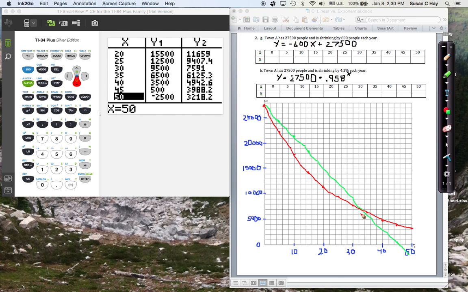You can see by looking at your graph right about where it crosses, and you can also see on your table that it's somewhere in between 30 and 35 to 40. It's somewhere around here. It's crossing. They're going to become about the same.